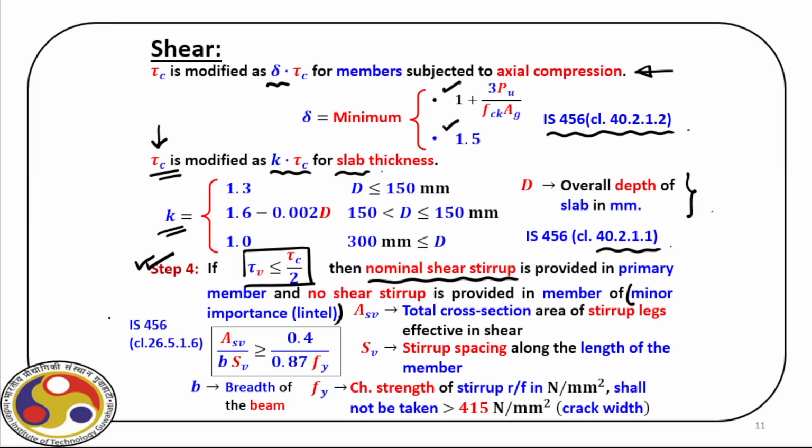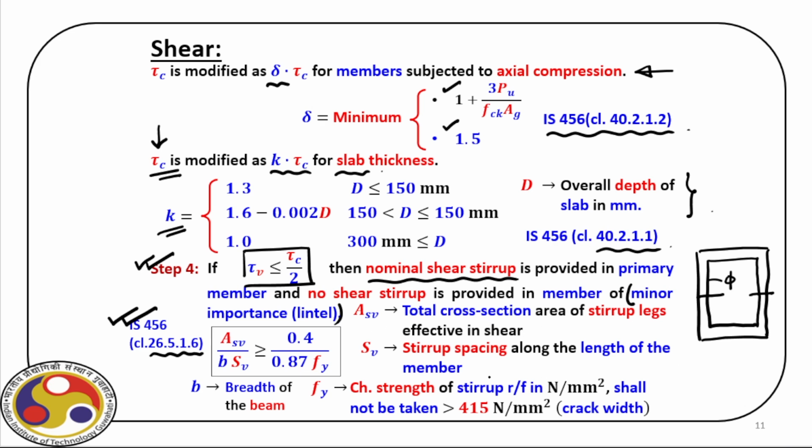For nominal shear stirrup, we have a dedicated clause, which is 26.5.1.6, and here it tells Asv is the area of the cross section of the shear reinforcement. Now if we have a rectangular cross section, at a particular section this is the shear reinforcement. So we have two legs here, and then depending upon the phi of this, we can calculate the area, multiply it by 2, and that will give us the total cross section. We'll see that in a minute.